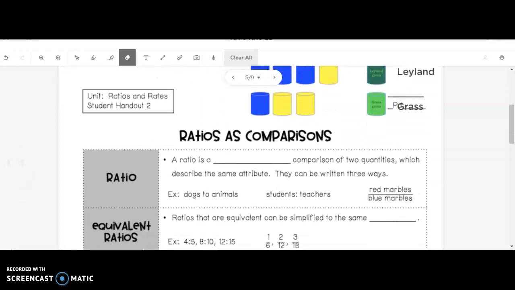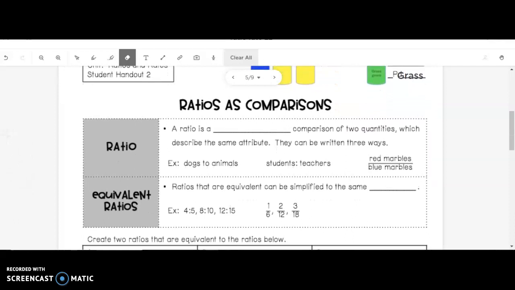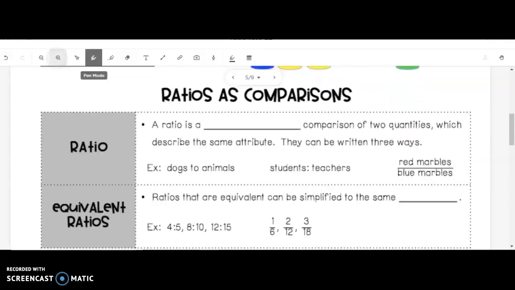All right, so these are the notes that we took in class. Ratios as comparisons. A ratio is a multiplicative, that's a fun word, multiplicative comparison of two quantities, which describes the same attribute. They can be written in 3 ways. Now, when we talk about multiplicative, that is the adjective for multiply. Multiply would be a verb. So if I say it's a multiplicative comparison, that means we're going to compare them using multiplication or division.